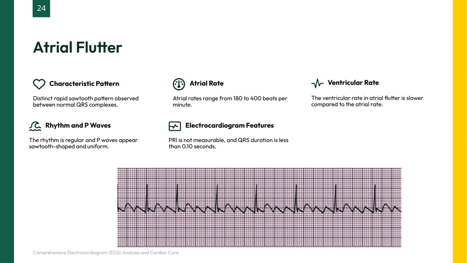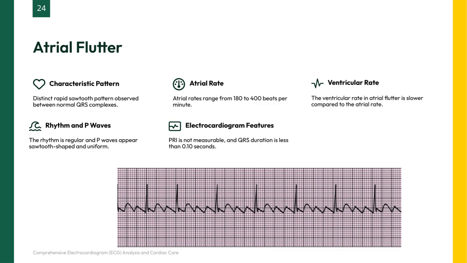Atrial flutter is characterized by a distinct, rapid sawtooth pattern that you can see clearly between the normal QRS complexes on an ECG. The atrial rate in this condition is quite fast, typically ranging from 180 to 400 beats per minute, which is significantly higher than normal. However, the ventricular rate is slower than the atrial rate because not all the atrial impulses are conducted to the ventricles. The rhythm itself tends to be regular, and the P waves take on that classic sawtooth shape, appearing uniform throughout.